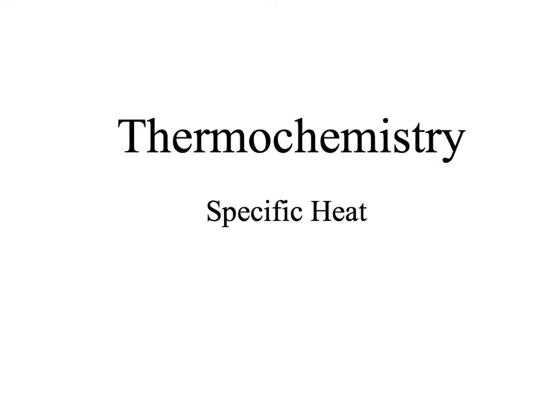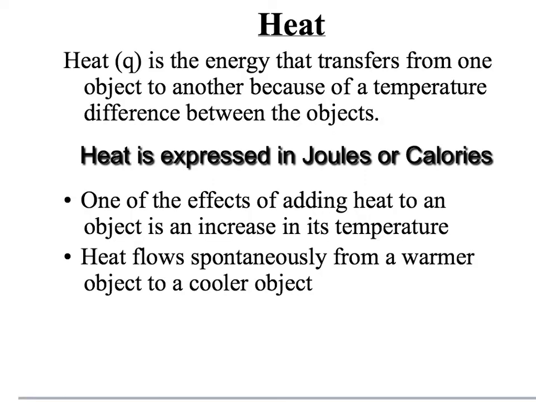Today we're going to learn about a part of thermochemistry called specific heat. The definition of heat is the energy that transfers from one object to another because of a temperature difference between the objects. When we do calculations with heat, we use joules or calories for heat. One of the effects of adding heat to an object is an increase in its temperature.